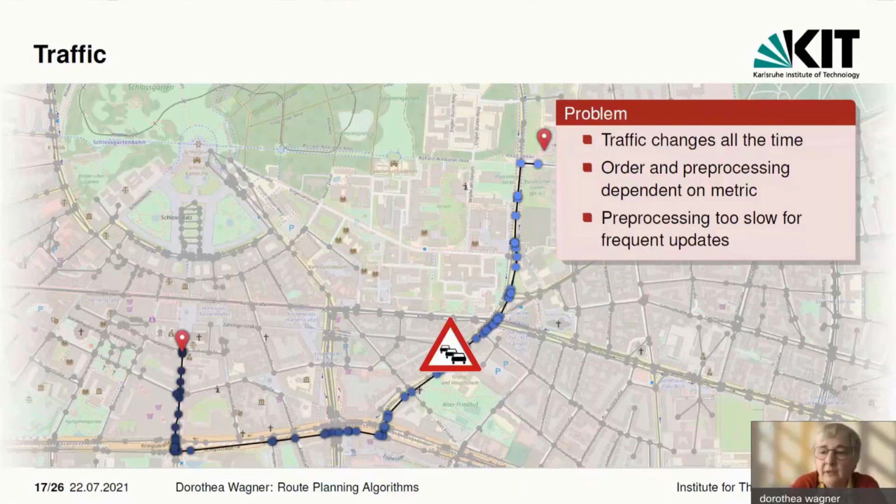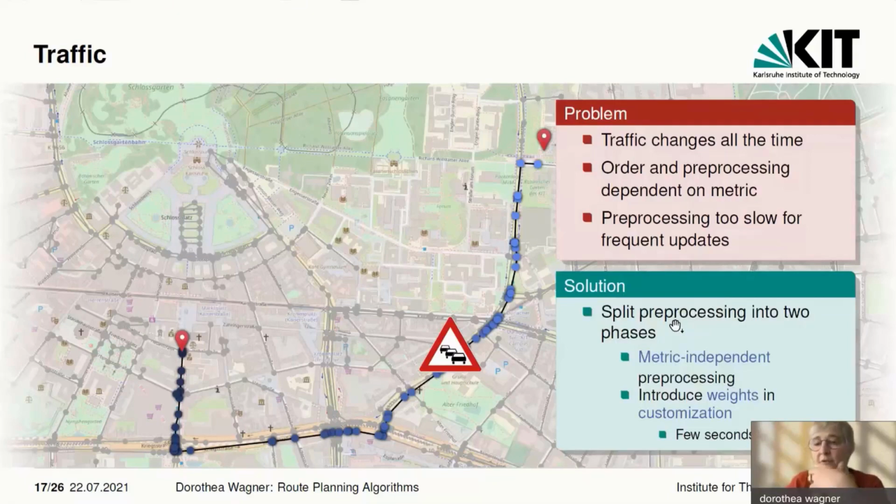And of course, the pre-processing time is too slow to apply this pre-processing again and again whenever the traffic changes. Pre-processing is too slow for frequent updates. So we need some other idea.